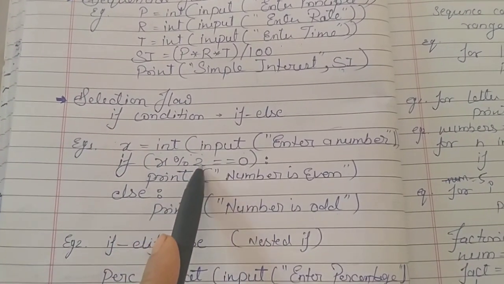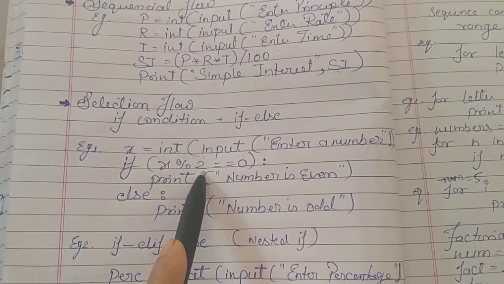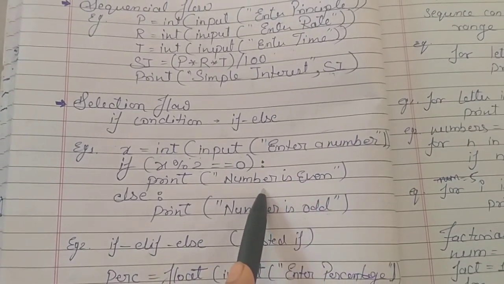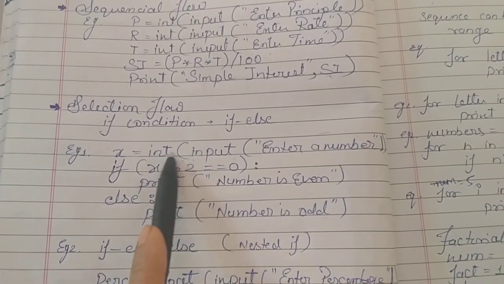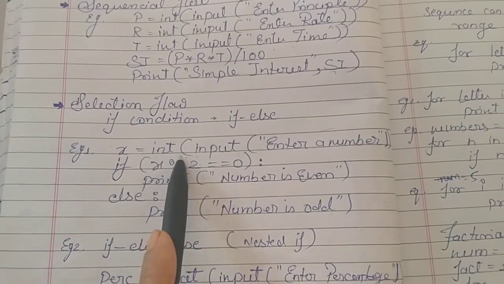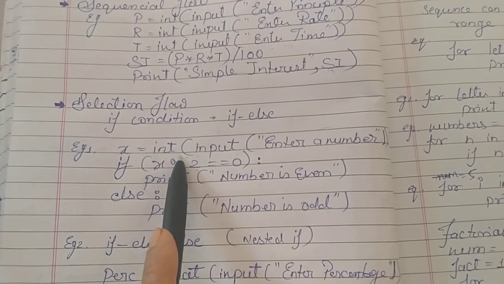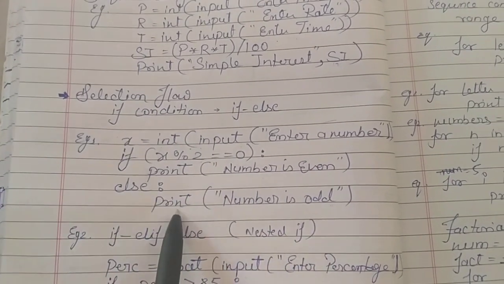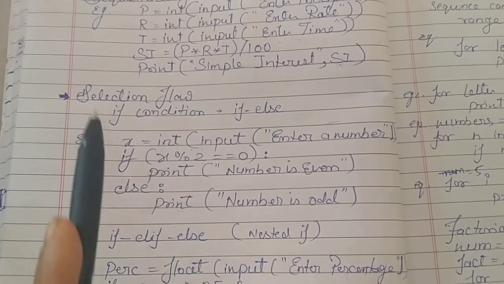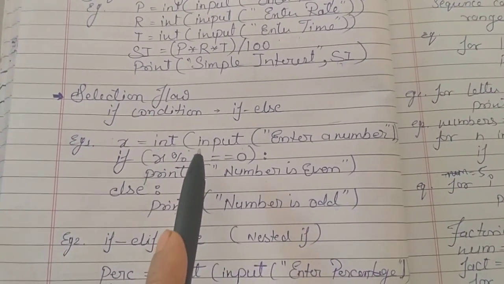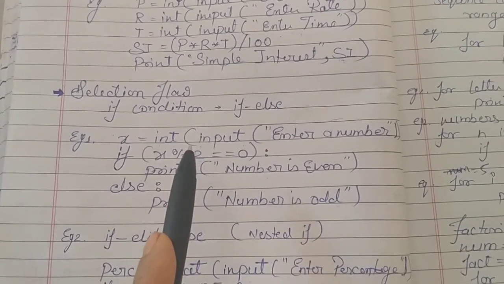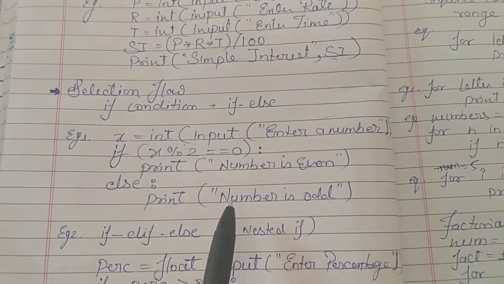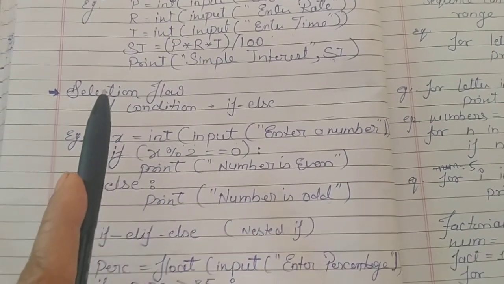If the number divided modulus 2, that is the remainder, is equal to 0, this will be printed. If the answer over here is not equal to 0, if it is 1, because there are only two possibilities, then control will jump to the other print. That is why this is selection. According to the condition, control has to select whether to go to the first statement or to the second statement. That is why it is selection.